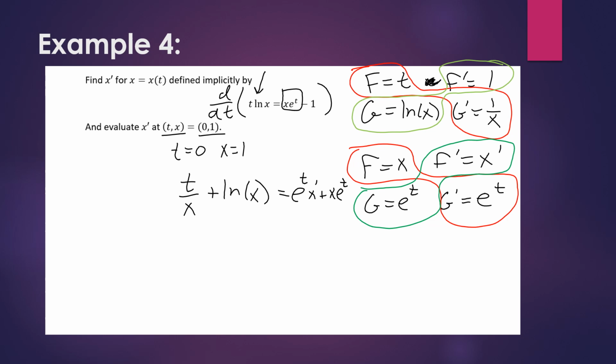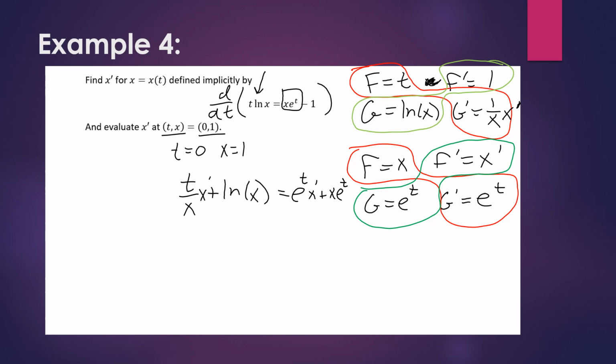So this is my derivative. And, oh, up here, I think I'm missing something. When I take the derivative of ln x, it should be 1 over x, x prime. So when I cross multiply, I get t times 1 over x, x prime.